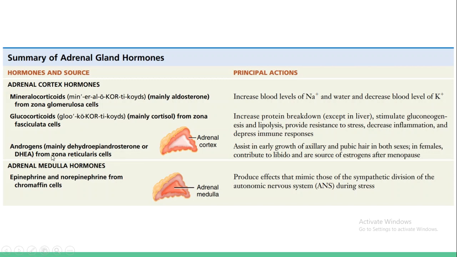Androgens, mainly dehydroepiandrosterone from zona reticularis cells, assist in early growth of axillary and pubic hair in both sexes and in females contribute to libido and are a source of estrogen after menopause. We look at the epinephrine and norepinephrine from the chromaffin cells. This is the adrenal medulla, which produces effects that mimic those of the sympathetic division of the autonomic nervous system during stress.